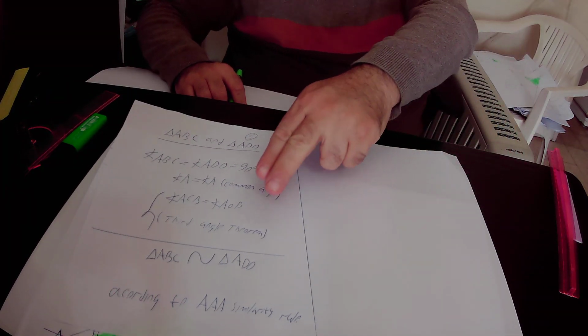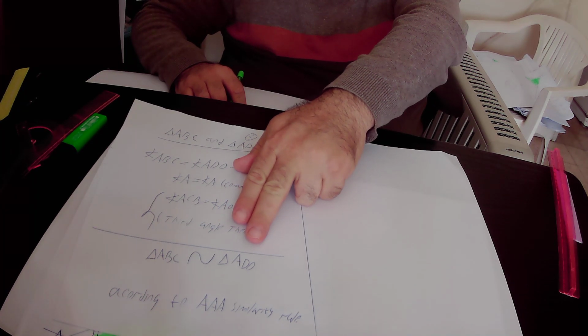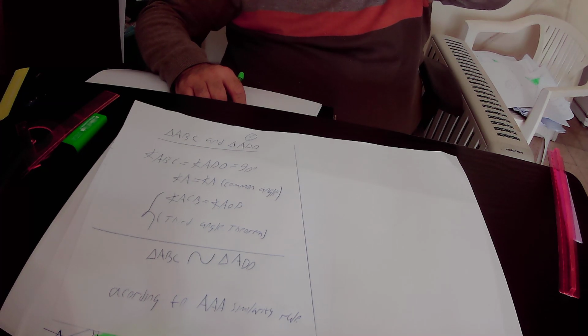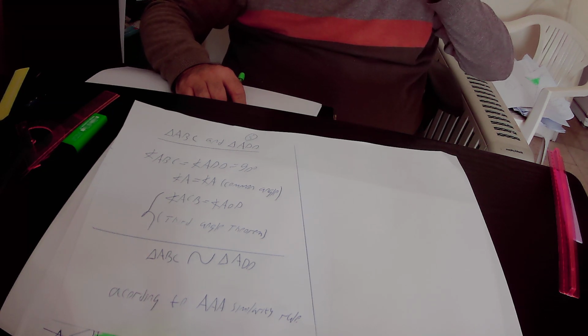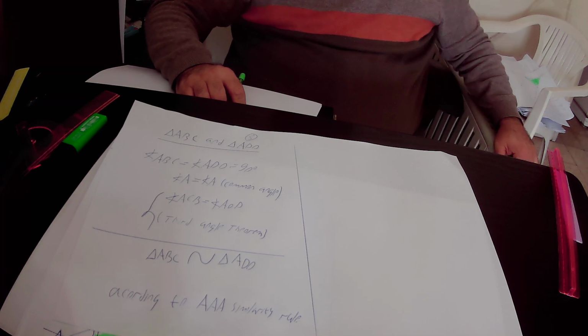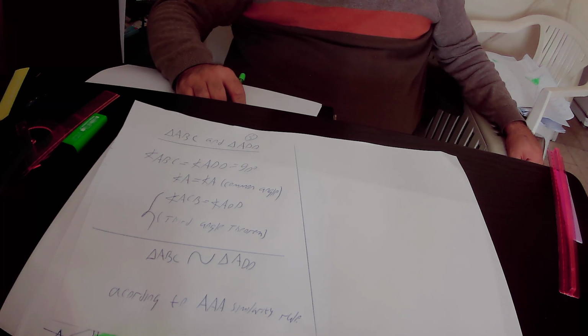Triangle ABC is similar to triangle ADO, the green triangle, according to the angle similarity rule. So, what is the angle similarity rule? The angle similarity rule is that if you prove that all three angles in one triangle are congruent to all three angles in another triangle, then you have proved that the two triangles are similar to each other.